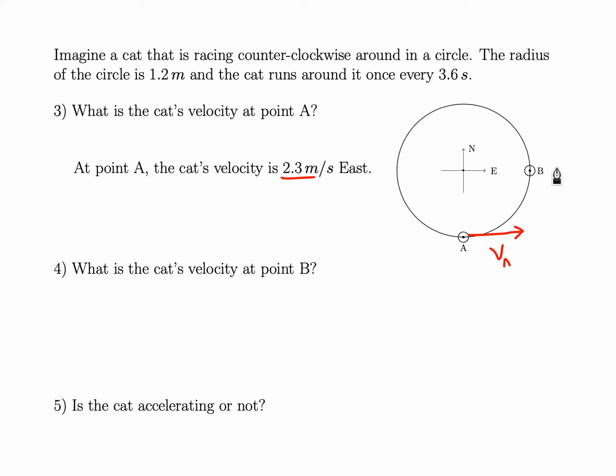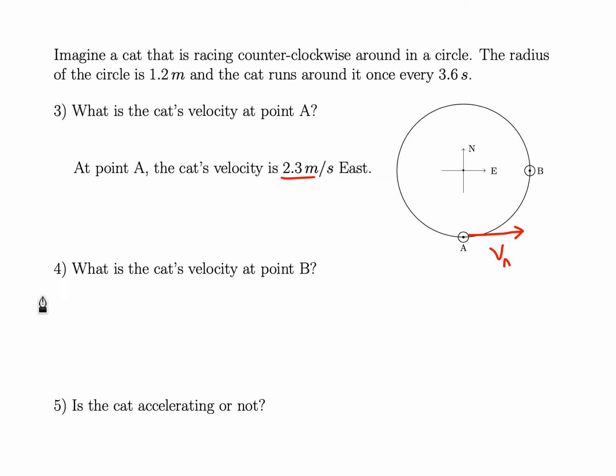Tangent to the circle in the counterclockwise direction. And notice what direction that is. That's east. That's to the east. What about at point B? What's the cat's velocity at point B? Do you think it's the same or different?